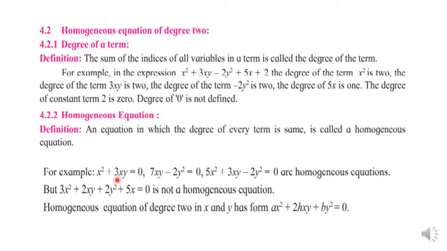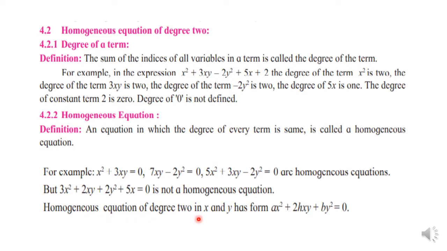Similarly, for example, consider this term. In x square plus 3xy, the degree of x square is 2 and the degree of 3xy is also 2. So this can be called a homogeneous equation. Same way, the next equation is also a homogeneous equation. The third one is also a homogeneous equation. Just observe it properly. But then what about this equation? 3x square plus 2xy plus 2y square plus 5x is equal to 0. Here, the degree of the first three terms is 2, but the degree of the fourth term, that is 5x, is 1. So we say that this is not a homogeneous equation.